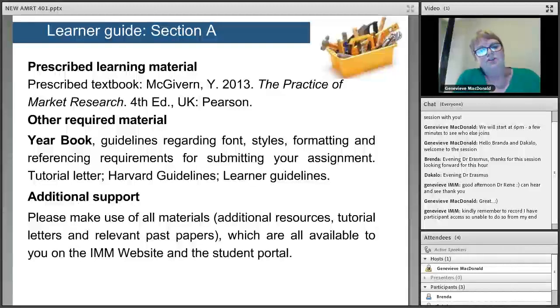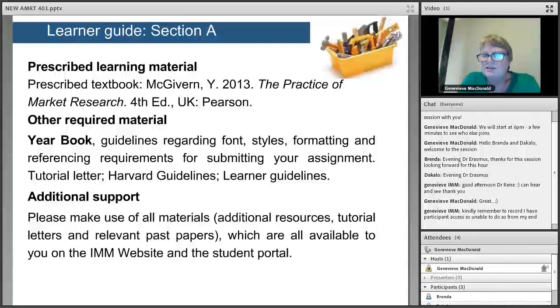Prescribed learning material: you should know by now that the prescribed textbook is given, but there is so much other material that you can look at. The yearbook tells you about the guidelines for the font, styles, formatting, etc. You can also look at the postgraduate tutorial letter, and very, very important are the Harvard guidelines on how to do the referencing and citations in the text. And of course your learner guidelines, which you can use in support of your handbook and all the other materials.